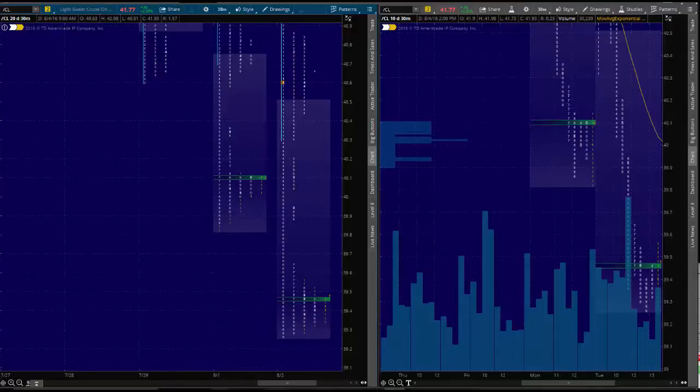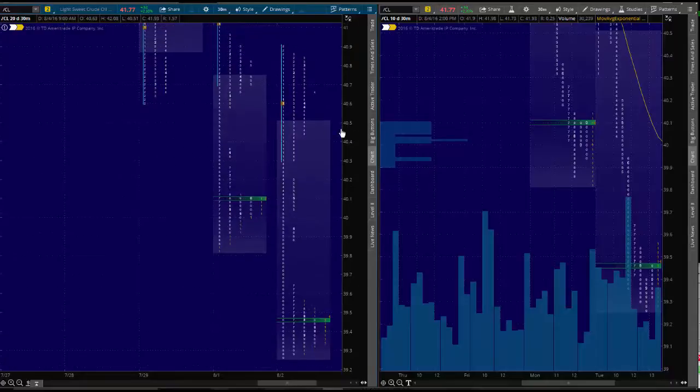For instance, let's take a look at these couple of days. You see in here these single prints right in here and single prints right in here. Well, this blue area is what the first hour of market trading is doing here. So you see these single prints here. What did the market do? It filled in these single prints.